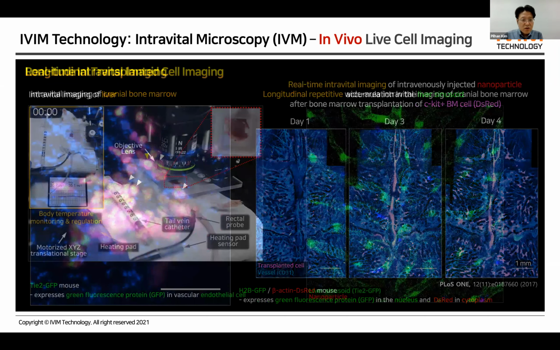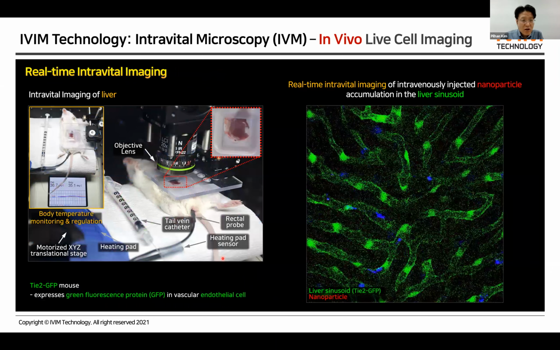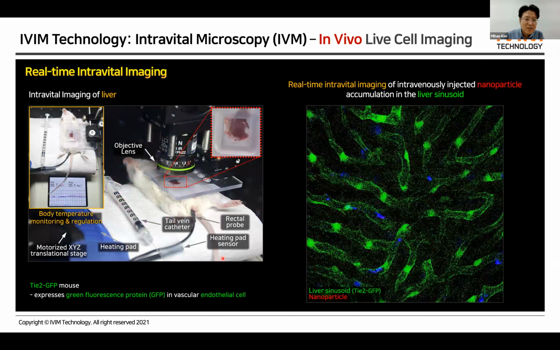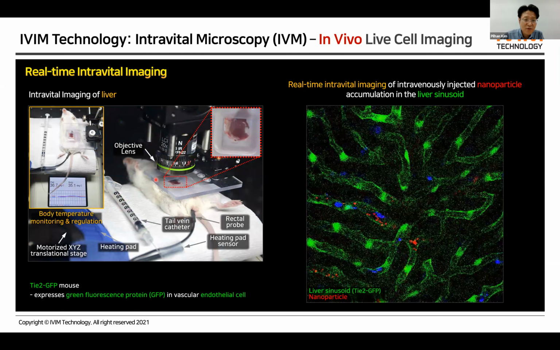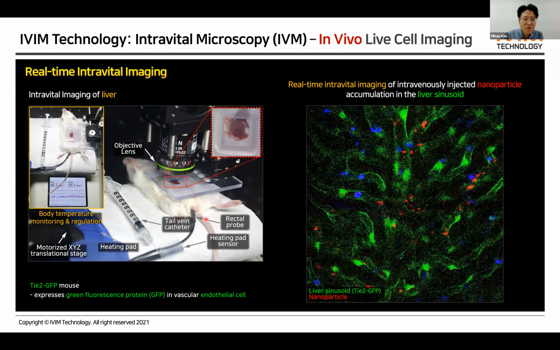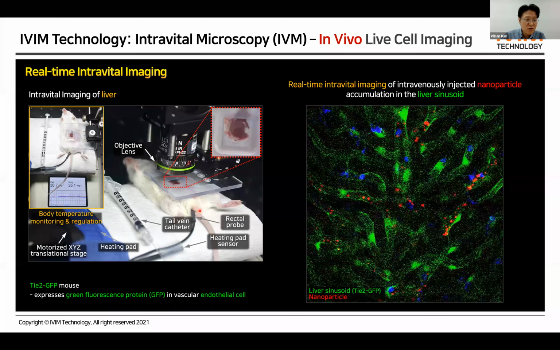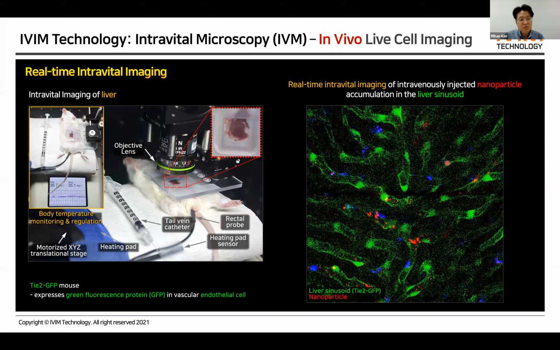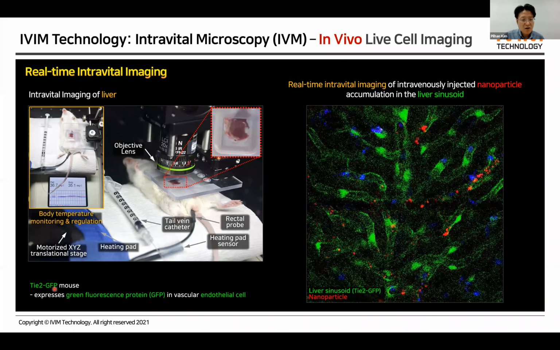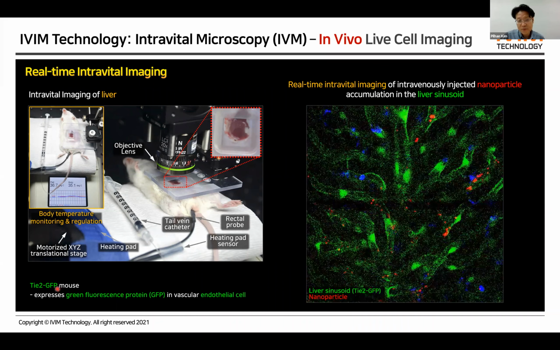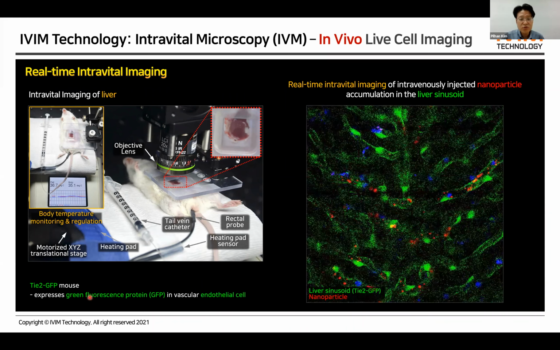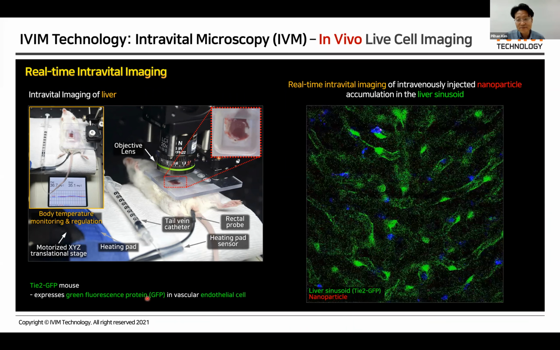And this is the preparation of the mouse model for the liver imaging. In this example, the mouse is anesthetized, and we use the rectal probe to monitor the body temperature together with the heating pad to keep the mouse body temperature stable. In this particular example, we use the Tie2-GFP mouse model. So in this mouse, all the vascular endothelial cells express GFP, so we don't need to label the blood vessel.